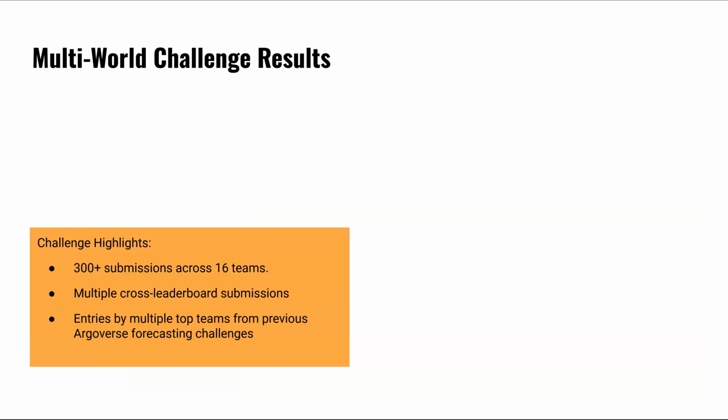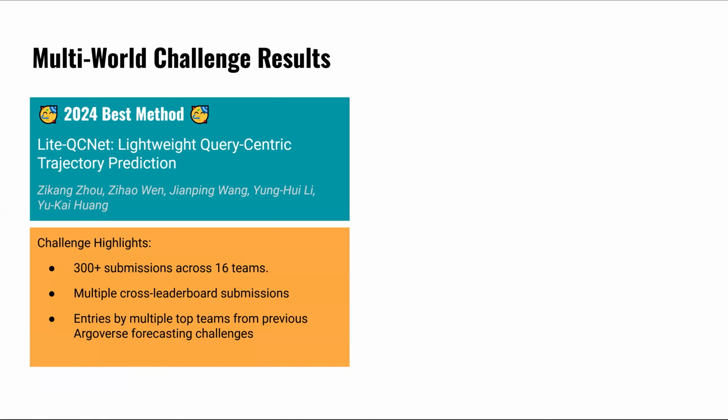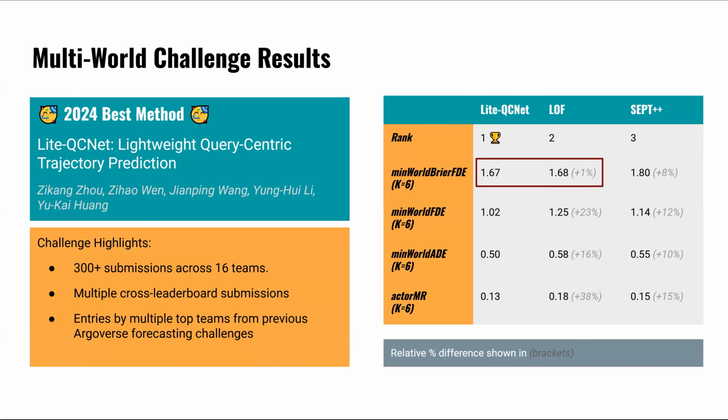Okay, so we've had a great number of submissions to this challenge this year. We've had 300 submissions across 16 teams. Many of these teams submitted across leaderboards, including the Argoverse 1 motion forecasting challenge. And we had many entries from top teams of previous Argoverse forecasting competitions. And this year's winner is Light QCNet, lightweight query-centric trajectory prediction. And interestingly, there was a lot of tight competition towards the end. So Light QCNet beat out the second place method, LOF, by just 1%. So there was a lot of healthy competition going on in this challenge.